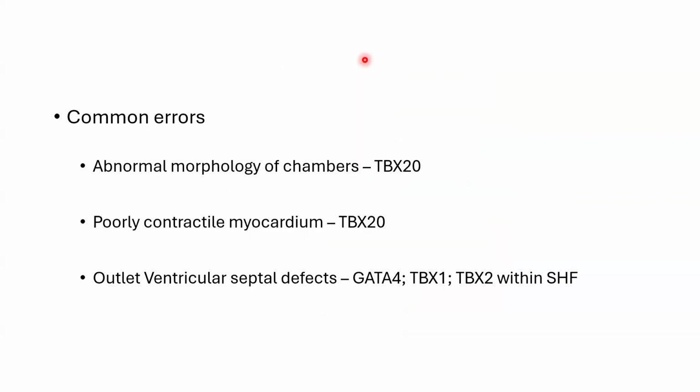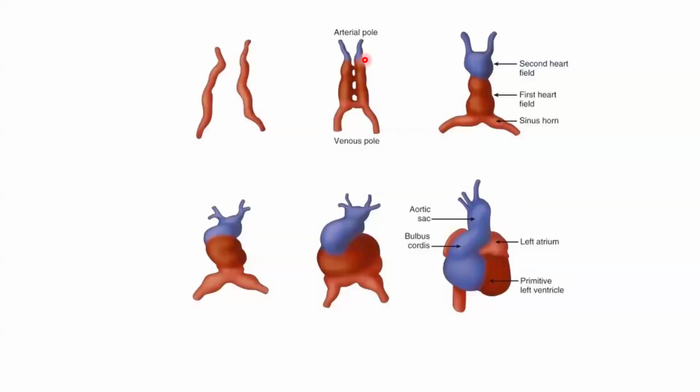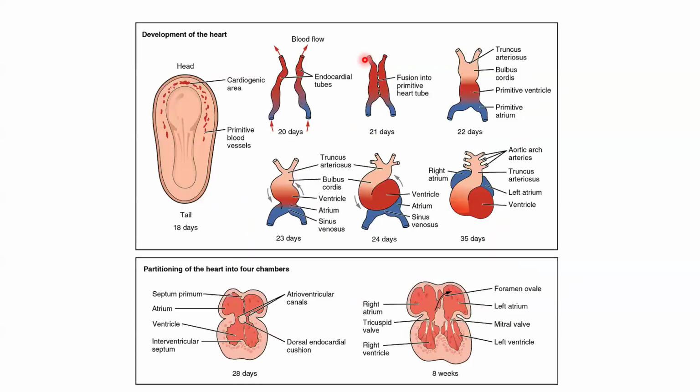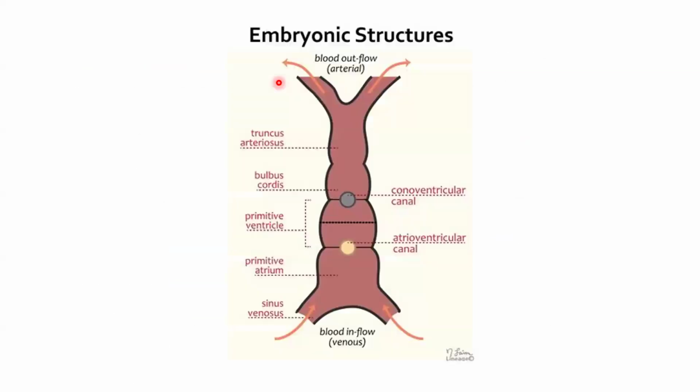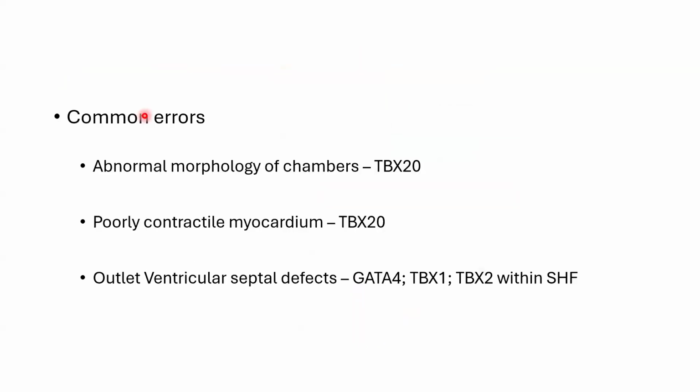So what are the common errors that can occur? There's the heart that we are discussing, and usually, as I said, there are signal transducers that program each portion of them. The tubes are formed from myocardial cells from the first heart field and the second heart field. So if you have an abnormality with TBX20, then the cardiac morphology will not be formed properly. And so you end up with a heart that does not contract as well as it should because of the deficiencies in TBX genes.